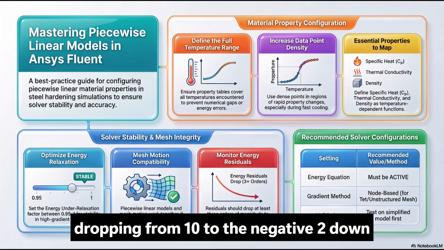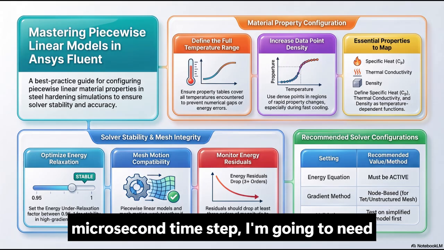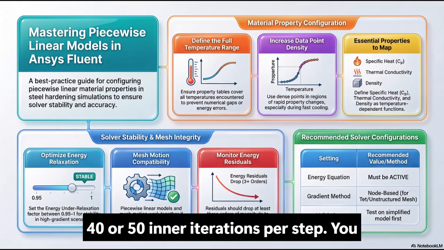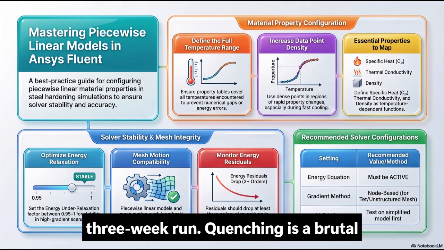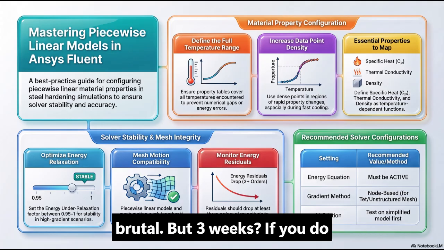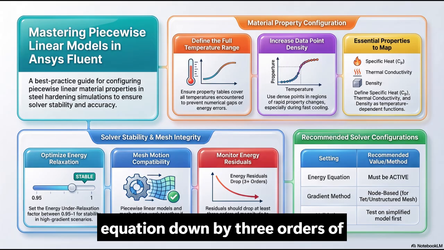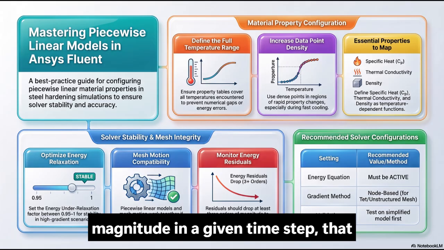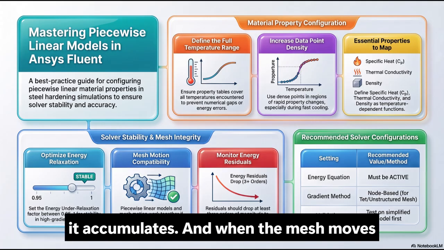That is an impossibly strict standard. If I am dropping from 10 to the negative 2 down to 10 to the negative 5 in every single microsecond time step, I'm going to need 40 or 50 inner iterations per step. You are turning a 4-day run into a 3-week run. Quenching is a brutal physical process, and the mathematics required to capture it are equally brutal. But 3 weeks? If you do not fully resolve the energy equation down by 3 orders of magnitude in a given time step, that remaining energy error doesn't just disappear. It carries over. Yes, it accumulates.